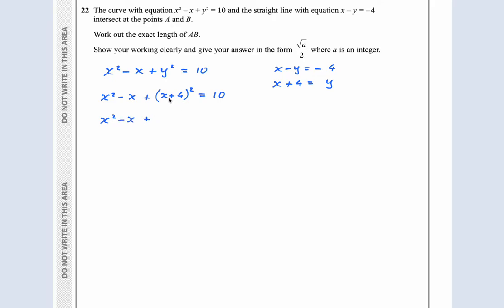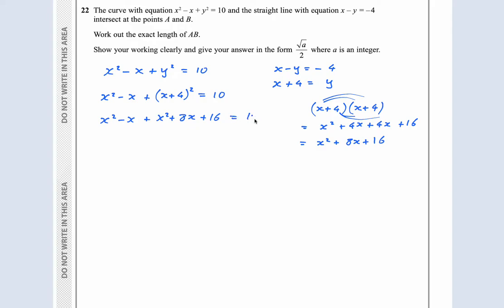Then multiply out this bracket, x plus 4 times x plus 4. If you want to do it at the side, guys, x plus 4 times x plus 4 equals x squared. This times this is x squared. This times this is 4x. This times this is 4x. And this times this is 16, giving me x squared plus 8x plus 16. So this is x squared plus 8x plus 16, and all this equals 10.